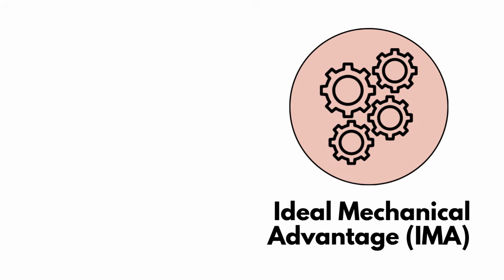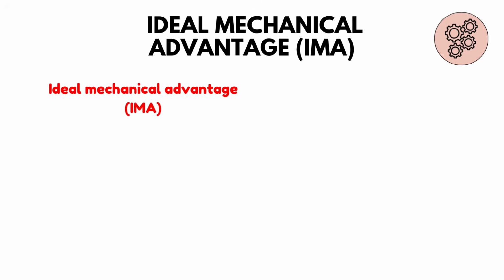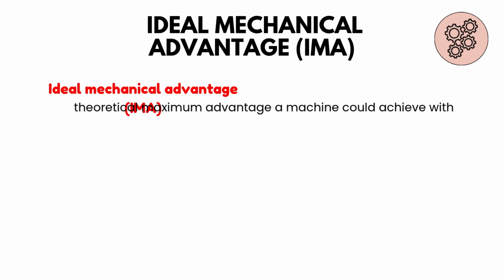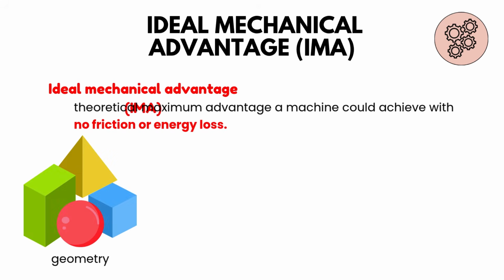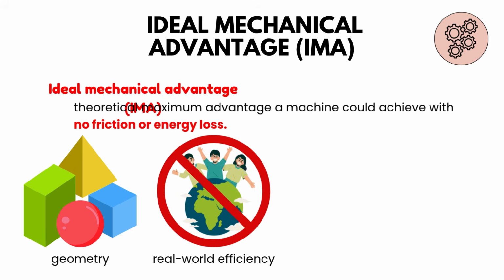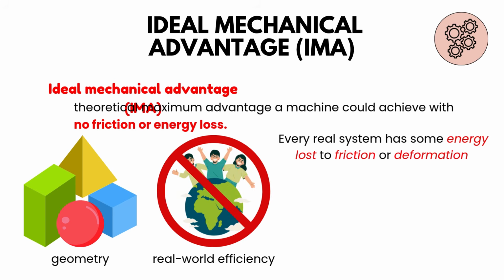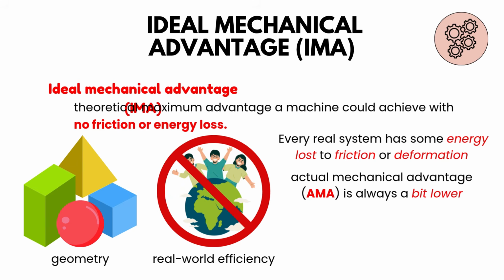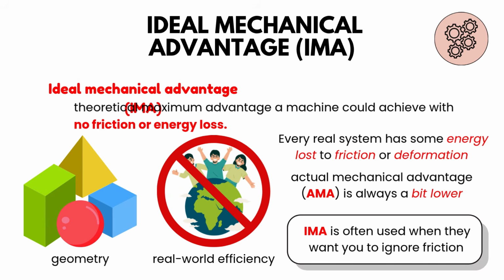Ideal mechanical advantage. Ideal mechanical advantage, IMA, is the theoretical maximum advantage a machine could achieve with no friction or energy loss. It's based purely on geometry, not real-world efficiency. Every real system has some energy loss to friction or deformation, meaning the actual mechanical advantage, AMA, is always a bit lower. On the MCAT, IMA is often used when they want you to ignore friction.